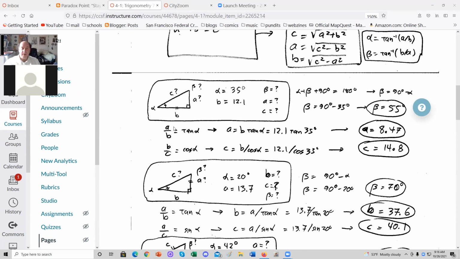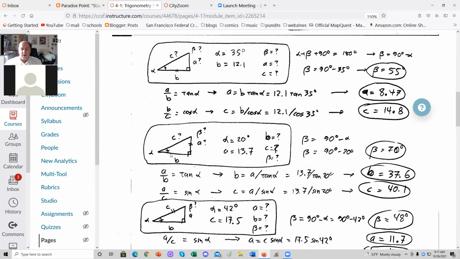Now we're given alpha and B. Generally, it's good to use these numbers, the freshest data. So we can get A as B tangent alpha, 12.1 tangent 35 degrees, which comes out to about 8.47. I write equal signs, but to be precise, I should make them approximate equality. And B over C is cosine alpha, so C is B over cosine alpha, 12.1 over cosine 35, or about 14.8. So those are these 3 numbers.